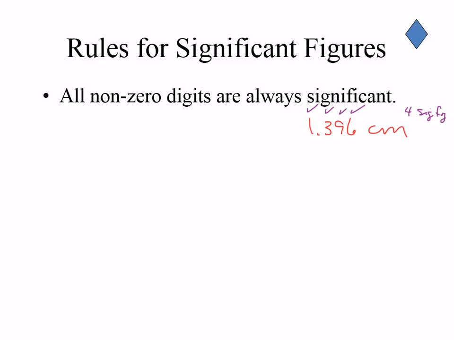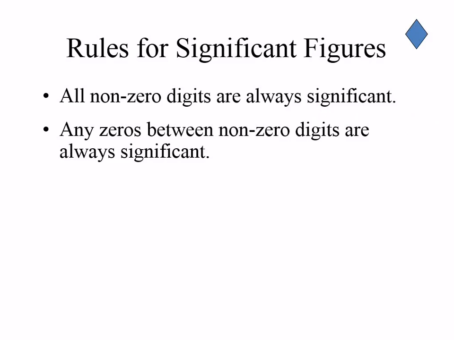What if it's like 1.03? There's a rule for that. So 4 significant figures, 4 check marks. Now, the zeros are the issue. They really are.